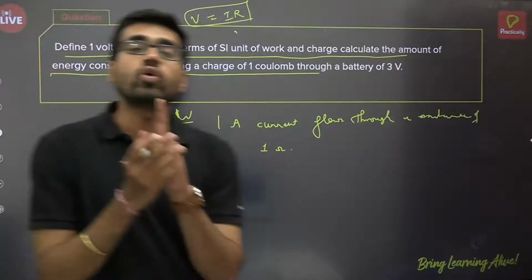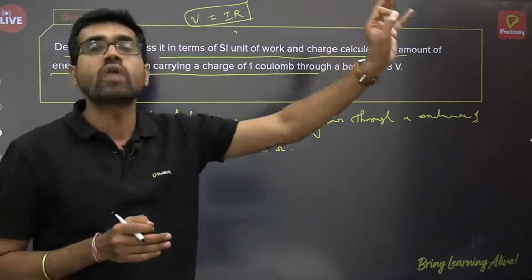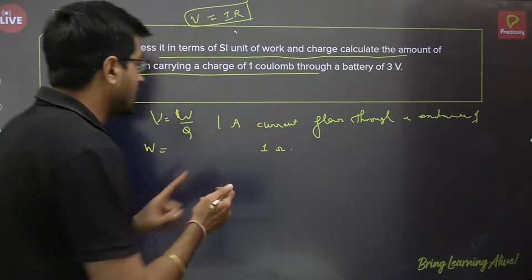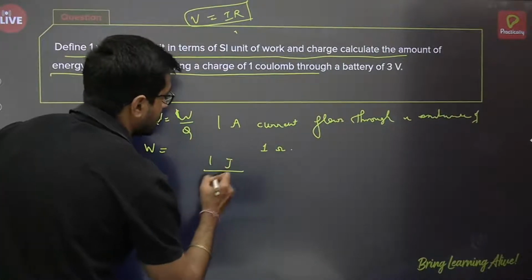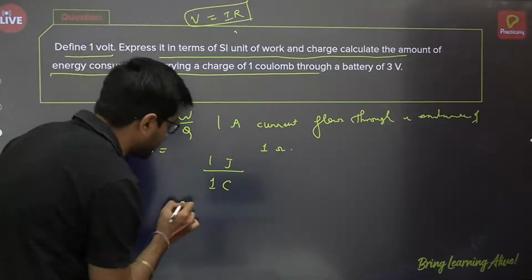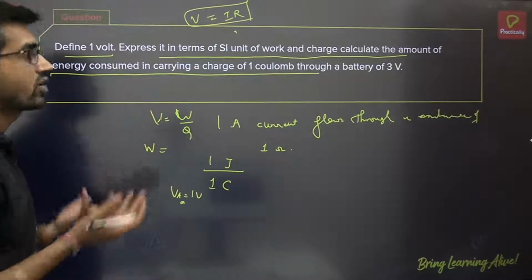So 1 volt or 1 amount of potential difference is done when 1 coulomb charge is drawn from infinity to a point and 1 joule work is done. How much joule work is done? When 1 joule of work is done to bring a 1 coulomb charge from infinity to a point, the potential at that point is nothing but 1 volt. This is also the definition for 1 volt.